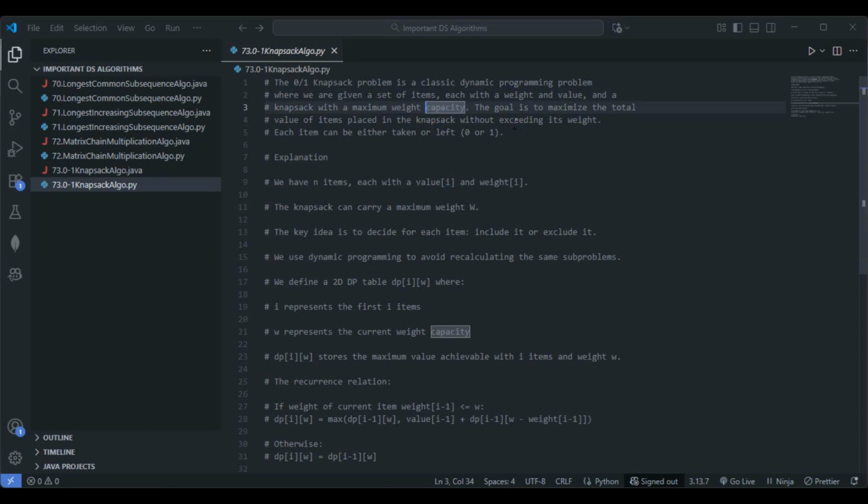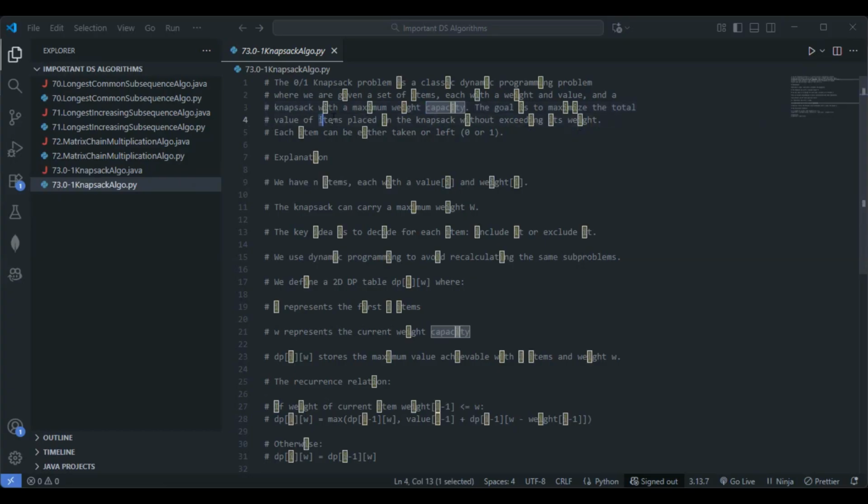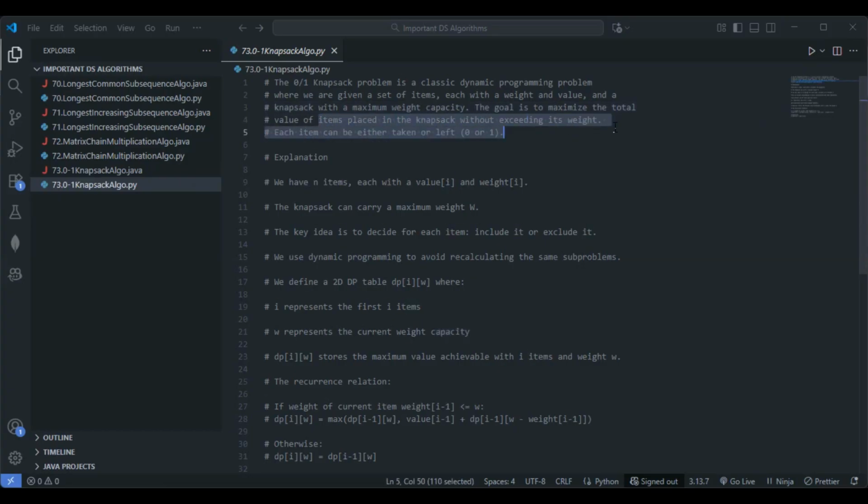So what is our main goal here? The main goal is to maximize the total value of items placed in the knapsack without exceeding its weight, right? Each item can be either taken or left, 0 or 1. That is the reason we call this 0/1 knapsack. Basically each item can be either taken or left.